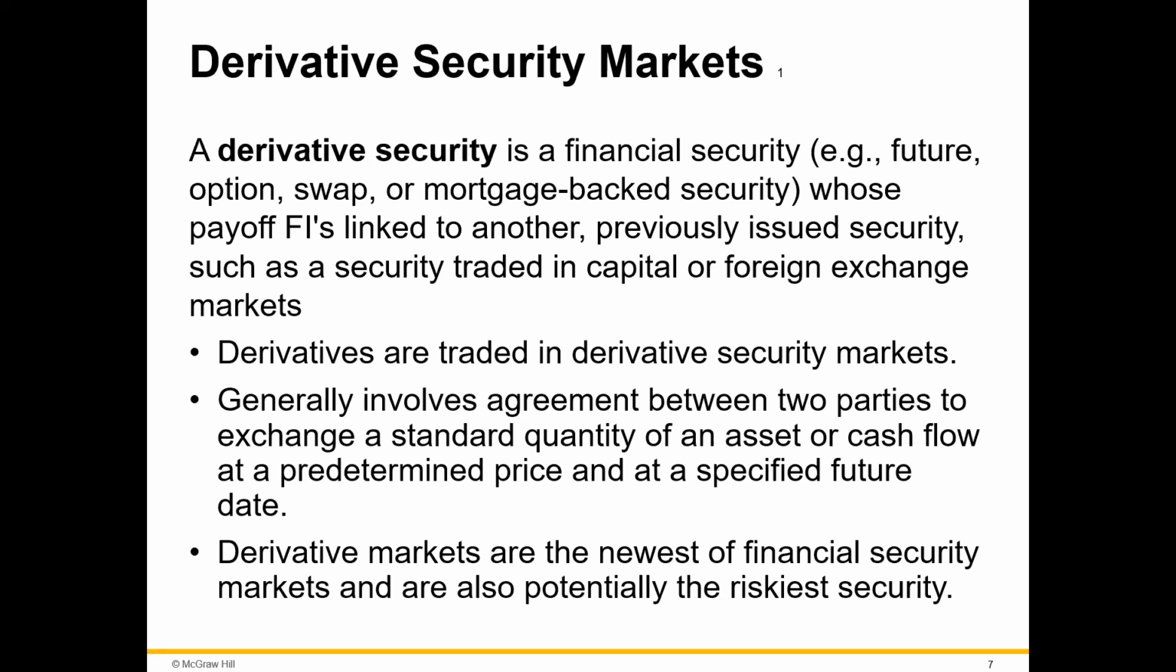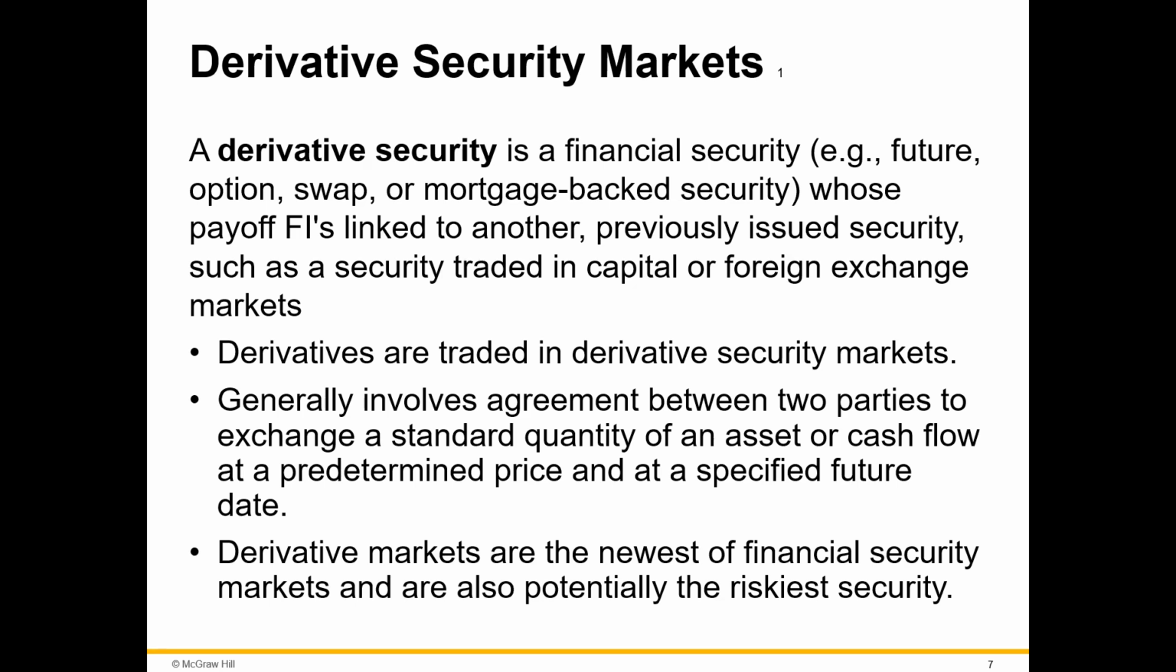Derivative security markets. Let's first define what a derivative security is. A derivative security is a financial security. The examples that you probably hear all the time are future contracts, options, swaps, mortgage-backed securities, all those fancy terms that you have heard in the movies, credit default swaps, etc., whose payoff is linked to another previously issued security, such as a security traded in capital or foreign exchange markets.